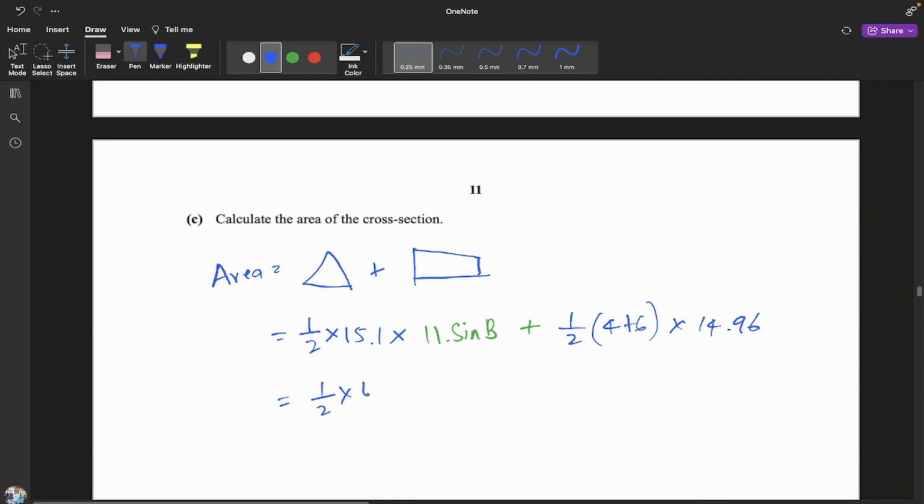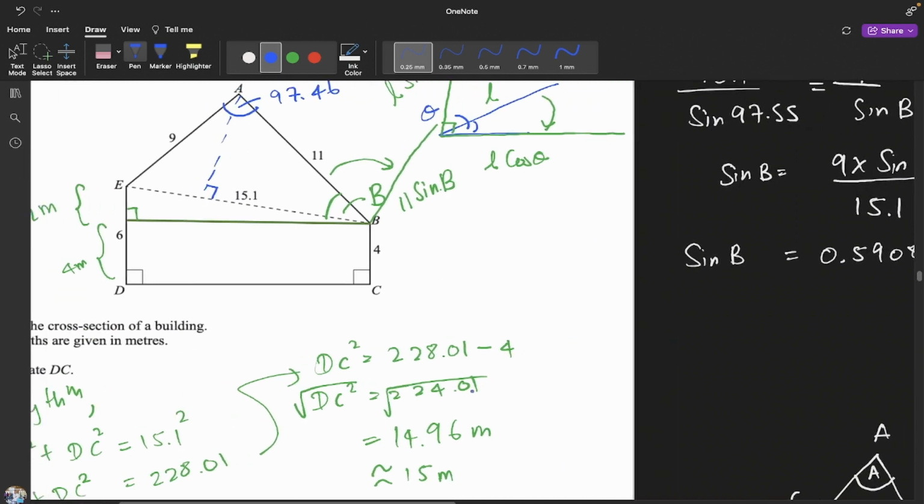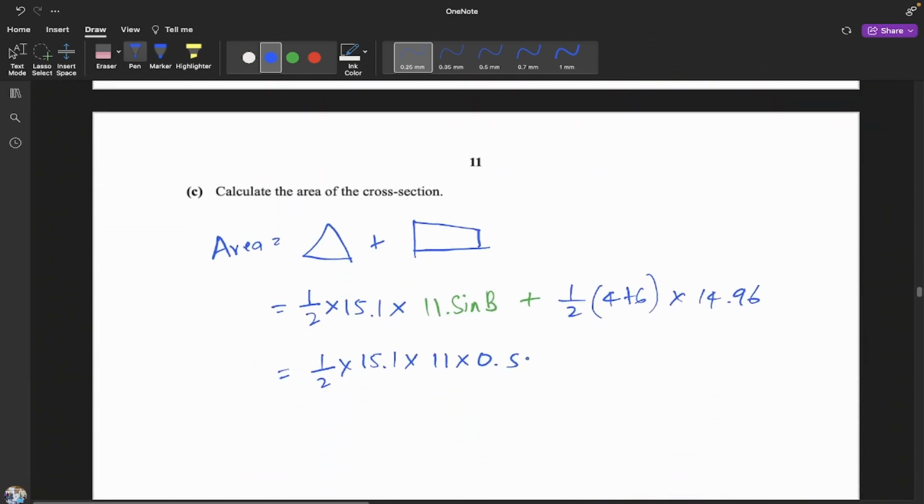Half into 15.1 into 11 into 0.5908 plus half into 10 into 14.96. You can cut 5. Now you can simplify. This one also we cut. 2 divided by 2, 1. 0.5908 divided by 2 is 0.2954.